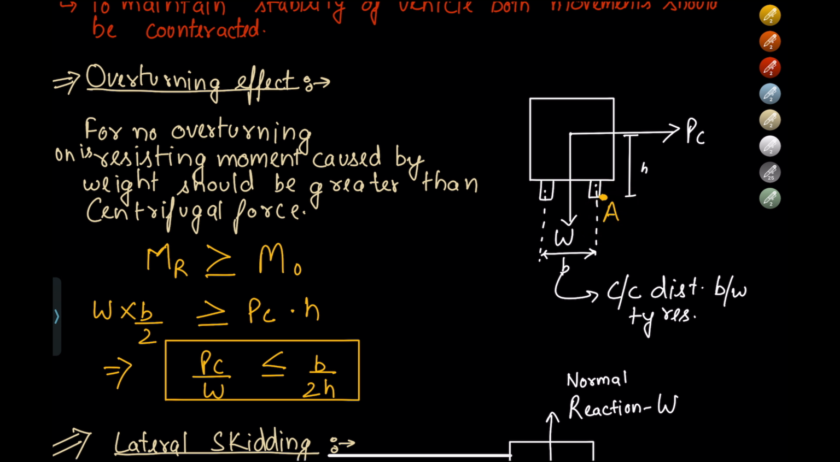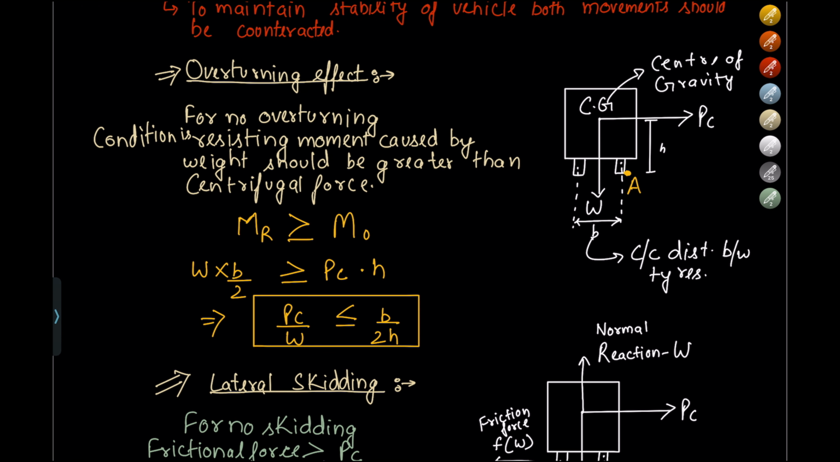There are different lengths. B is the center to center distance between the tires, and H is the height of the center of gravity. This is the center of gravity, right? So we'll take moment at A. Moment at A would be equal to, MR should be greater than or equal to MO. MO is the overturning moment and R is the resisting moment.